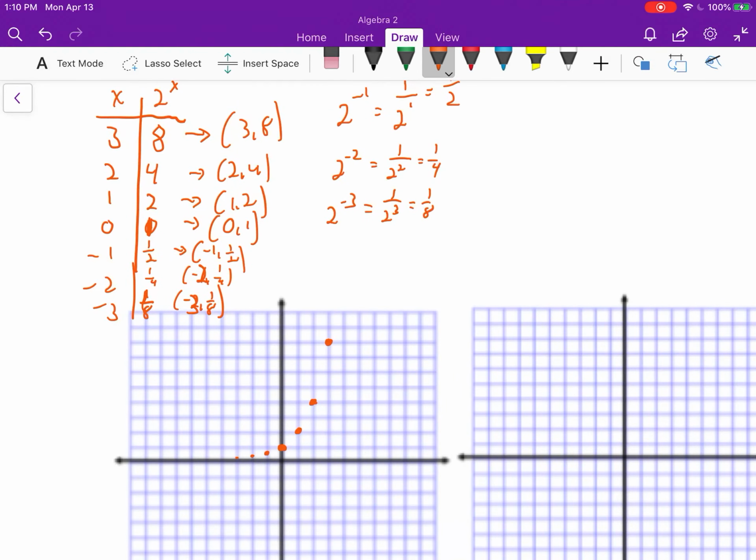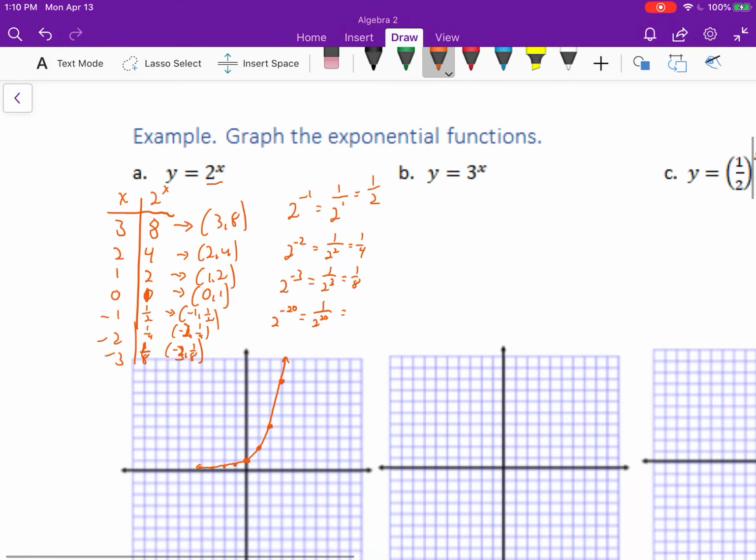Now, if we think about this pattern, if we were to put larger numbers in, if we put 2 to the 4th in, we get 16, and they really keep increasing quickly. Down here, these keep getting smaller and smaller, but notice no matter what I do, even if I put in negative 20, it would be 1 over 2 to the 20th, which is still a really small number, but it never gets to 0. So over on the left side, this graph gets closer and closer to the x-axis, but does not hit the x-axis. So there's the shape. That's y equals 2 to the x.